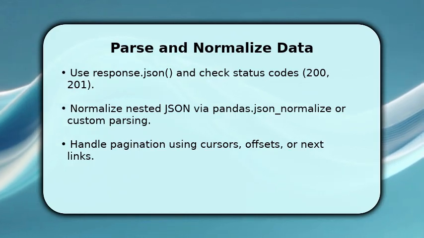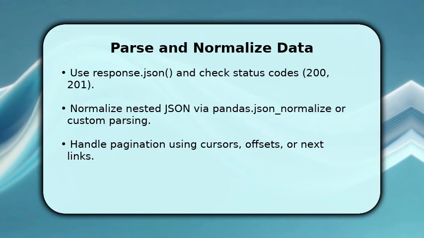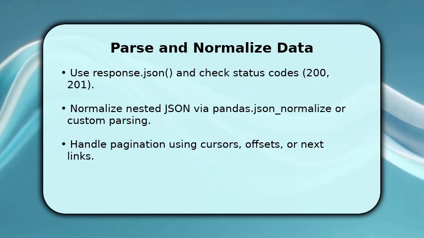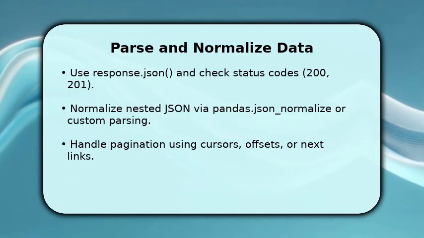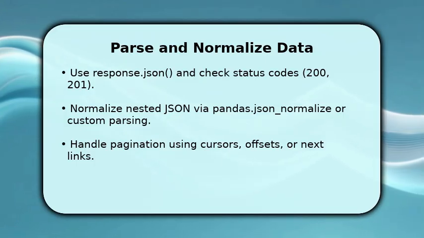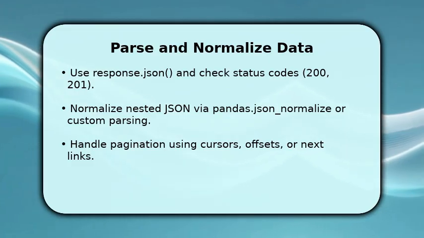You'll call response.json() to get native Python structures, then normalize nested objects with pandas. json_normalize or iterate to flatten lists into rows. Also, make sure to implement pagination. Follow next links, use offset/limit or cursor tokens in a loop until no more pages.